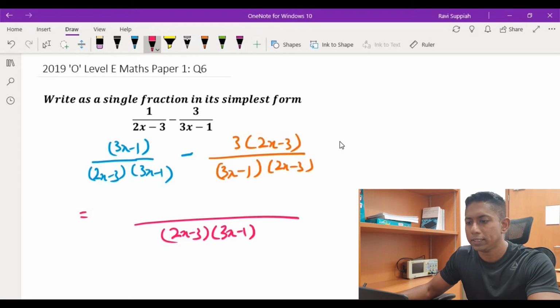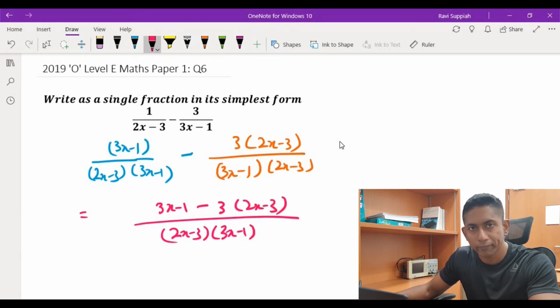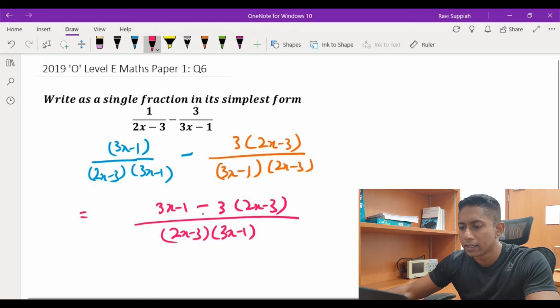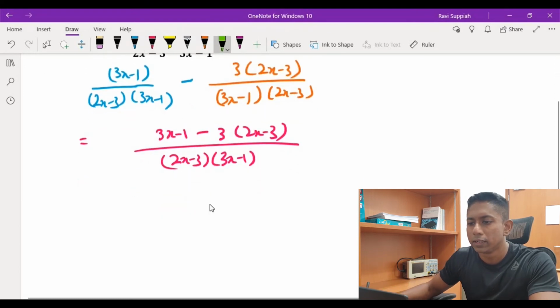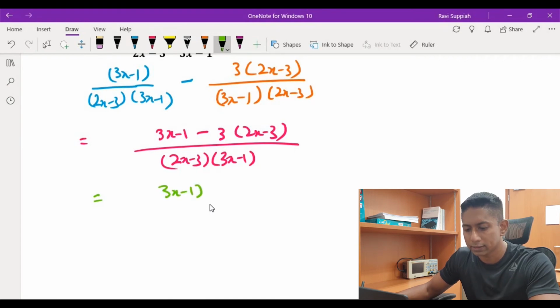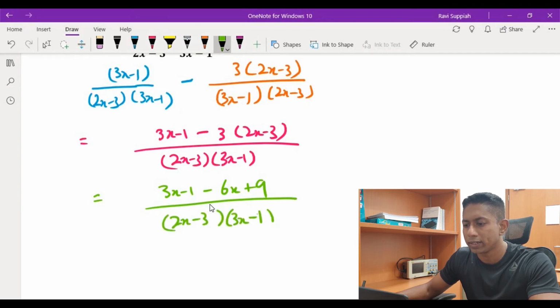Okay, and now the numerators, I can perform the necessary arithmetic operations. So I'll have 3x minus 1 minus 3 into 2x minus 3. I can now proceed to expand the numerator and simplify it. So I have 3x minus 1 minus 6x plus 9, divided by 2x minus 3 and 3x minus 1.